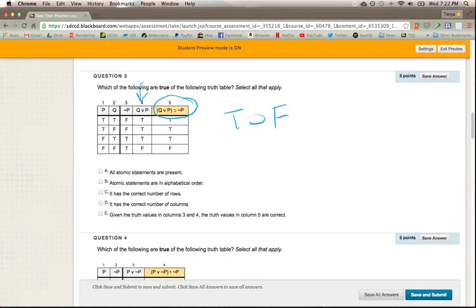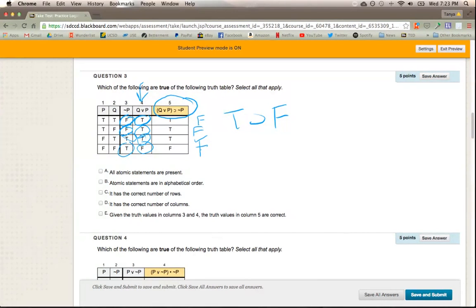So let's look where the antecedent is true and the consequent is false. It's going to be false here. Antecedent is true, consequent is false. It's going to be false there. True, true, that would be true. That one checks out. F, T, that would be T.